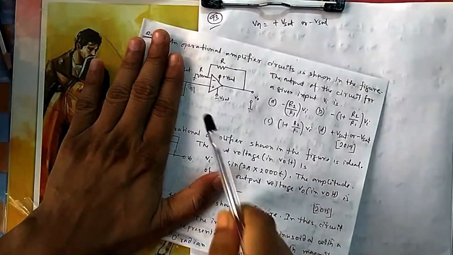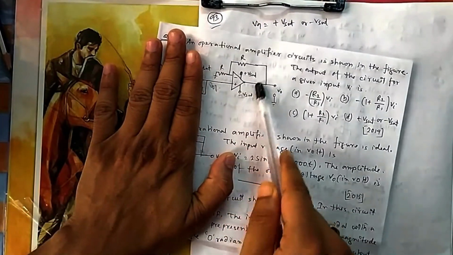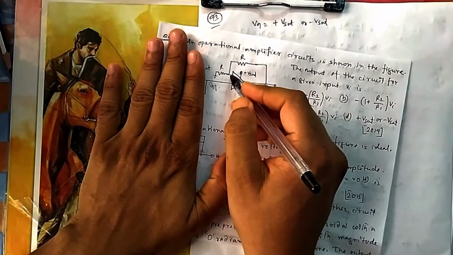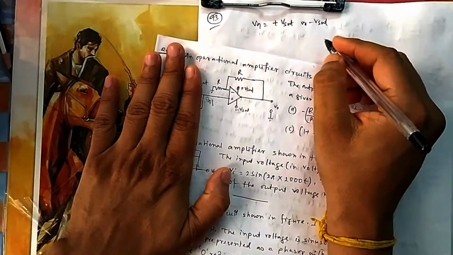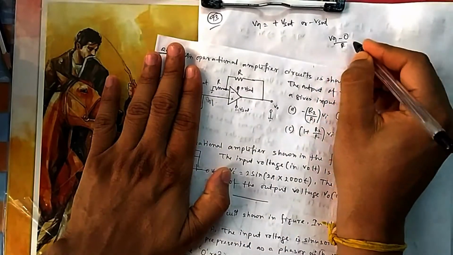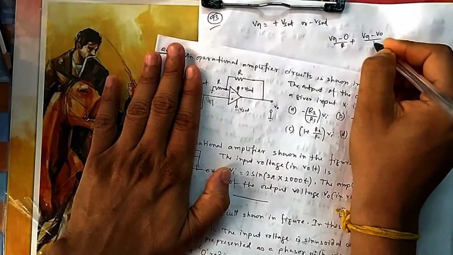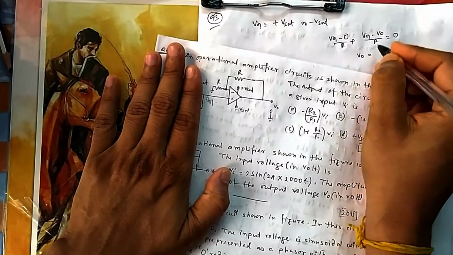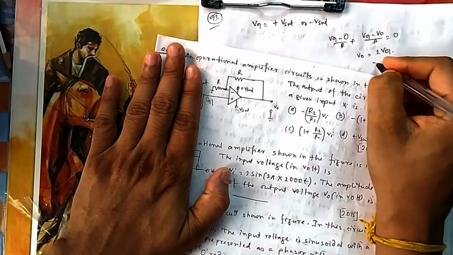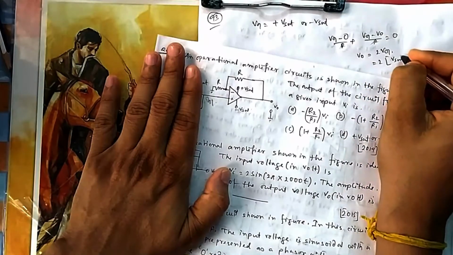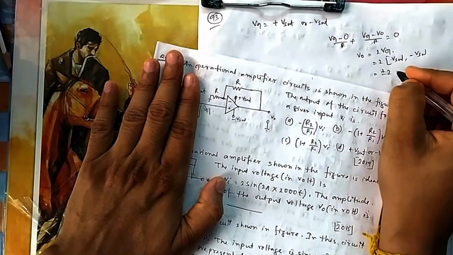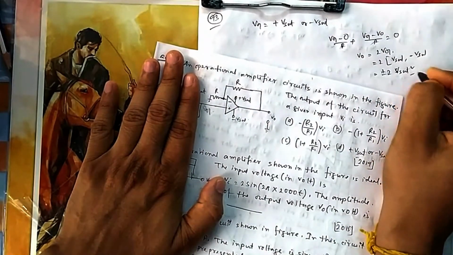Now you forget this one. Now what is this one? This is a standard negative feedback. If it is V01, this is also V01. You can take nodal here: V01 minus 0 by R plus V01 minus V out by R is equal to 0, which will give you V output is equal to 2 V01. Now what is V01? Either it will be plus V set or minus V set. So the answer will be plus or minus 2 V set.